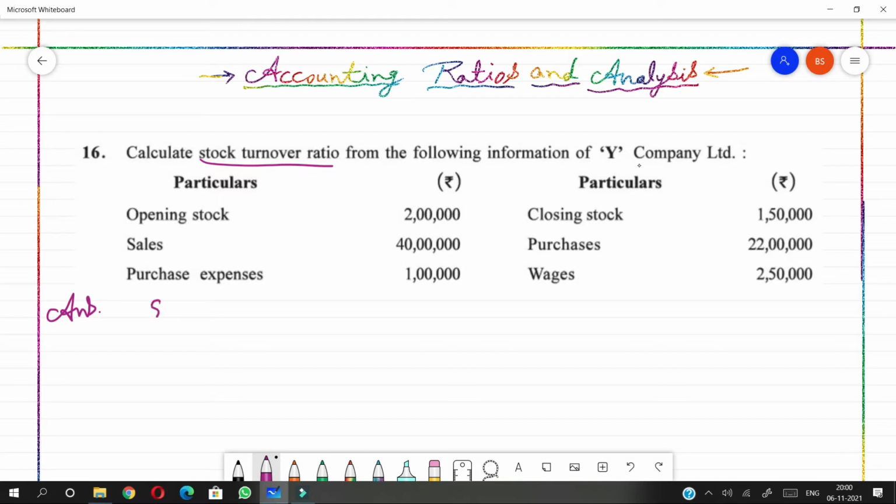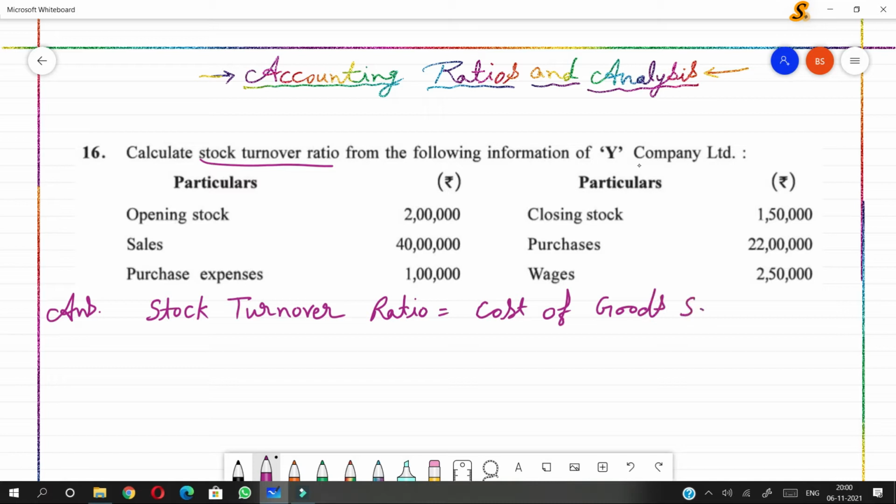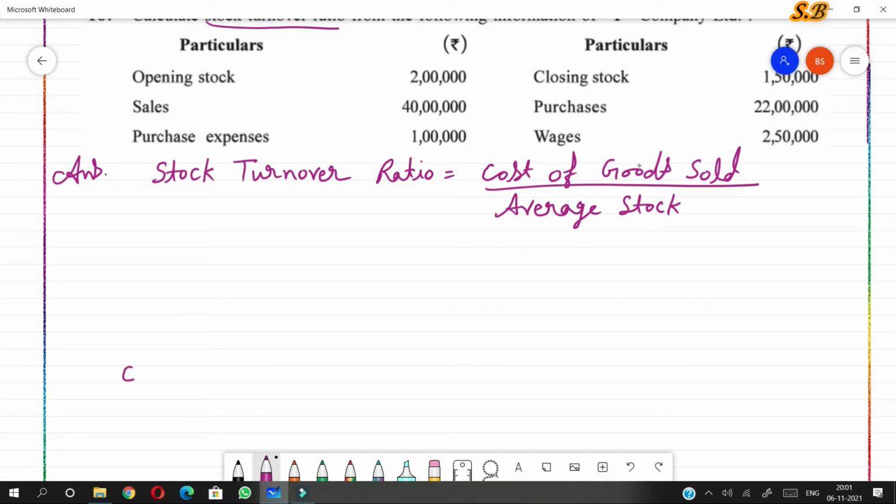So the formula for stock turnover ratio equals cost of goods sold divided by average stock. First of all, we will find out cost of goods sold.